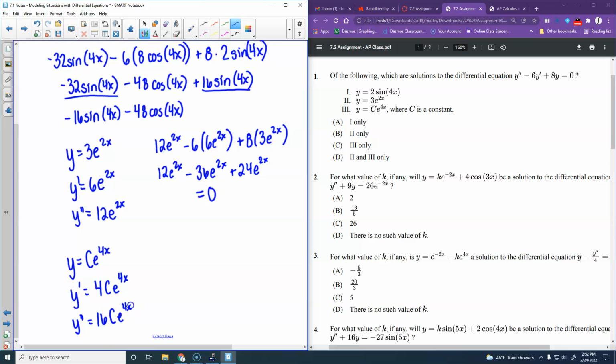So we got that same pattern happening here. So it should check out. Let's see what happens when we do this. We'll have 16ce to the 4x minus 6 times 4ce to the 4x plus 8ce to the 4x. So 16 minus 24 plus 8, it would have all that ce to the 4x, but I'm not writing it because I've spent long enough on this problem. And that is going to be 24 minus 24, which is going to be 0 also. So 2 and 3 would be correct.